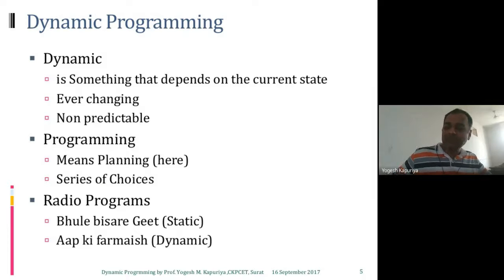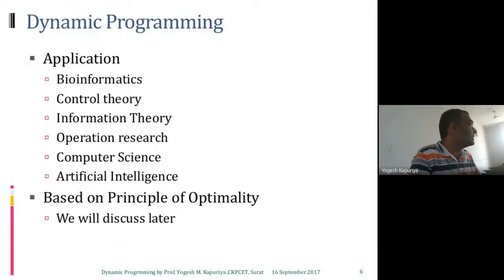The classical example for understanding static and dynamic is these radio programs. If you are listening to 101.1, Bhule Bisle Geet is one of the programs which keeps on playing some old songs where listeners are not involved, right? Whatever they play is what you have to listen to. But in that case, another program is Aapki Farmaish, where listeners are involved, and they will be asking you what you want to hear. So that is basically a dynamic kind of system where the instances are involved in the method of solution.